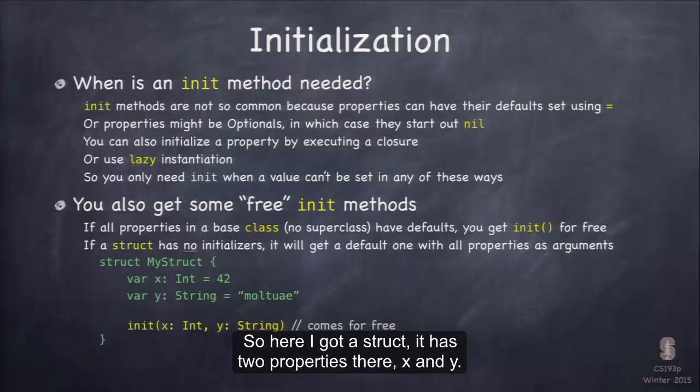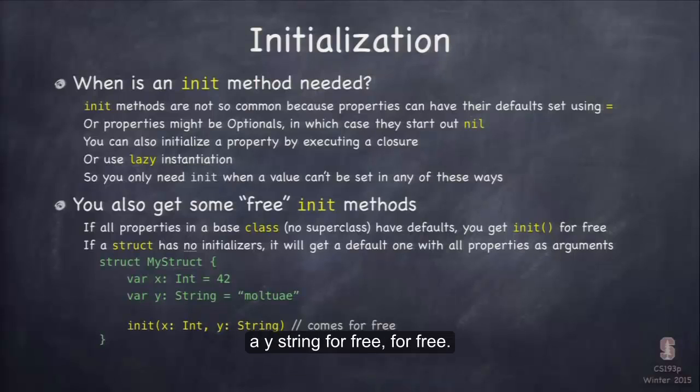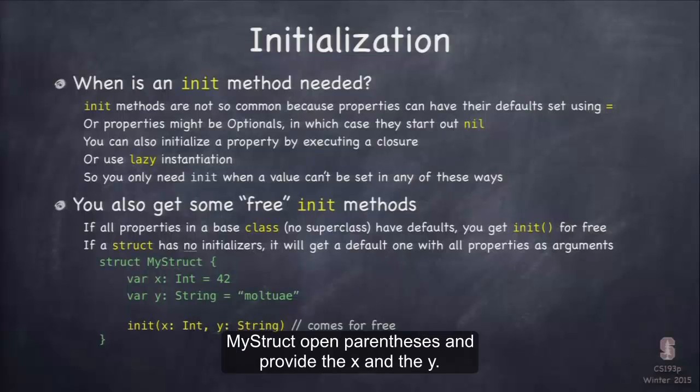So like here I got a struct. It has two properties, x and y, and you can see that I got this init x takes an int and y a string for free. I didn't have to implement that at all. It just came for free. And so people can call that. They can initialize my struct by saying my struct, open parentheses, and provide the x and the y.